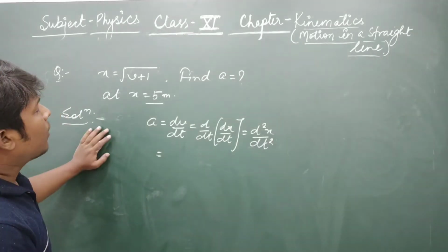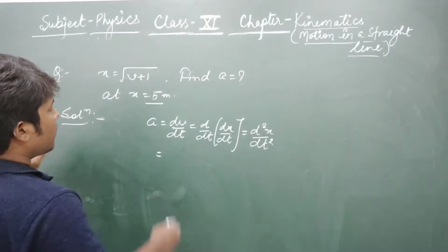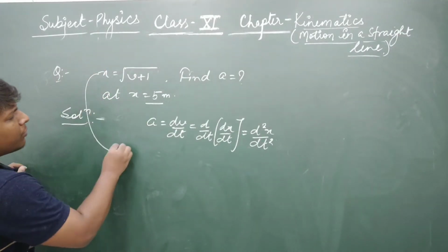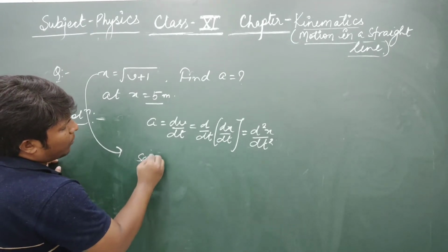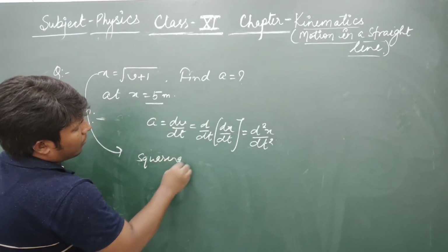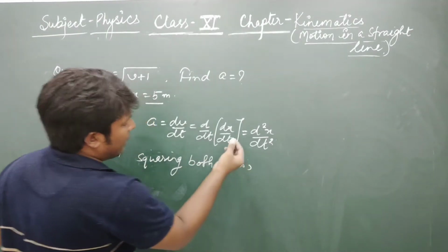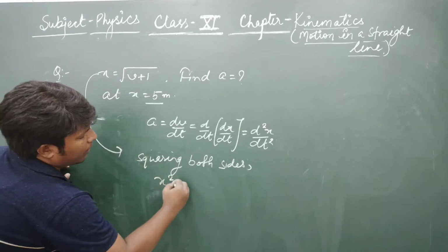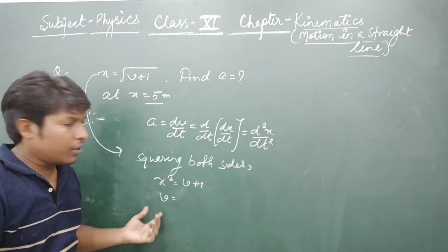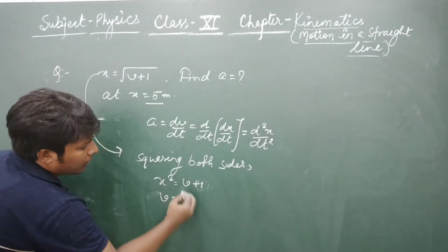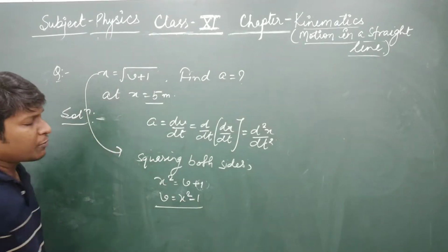Now, what will be the velocity if we can transpose it here from this expression? Just square both sides. So what will we get? x square is equal to v plus 1. And what is the expression of v? Just transpose this one to the left side, it will be minus 1. So v is x square minus 1. So you get the expression of v.